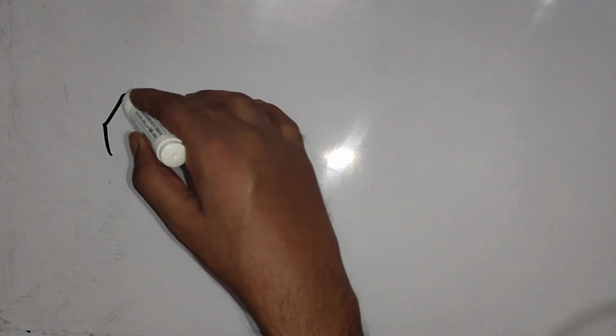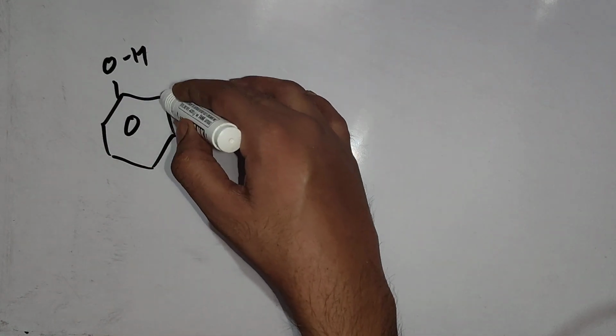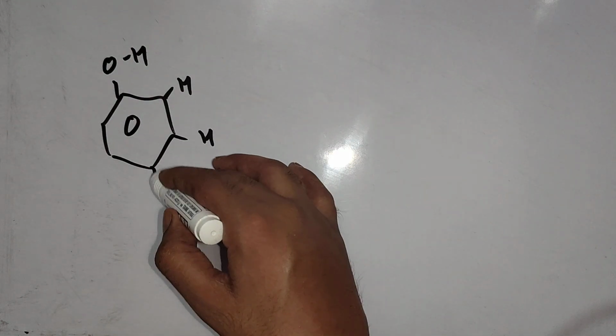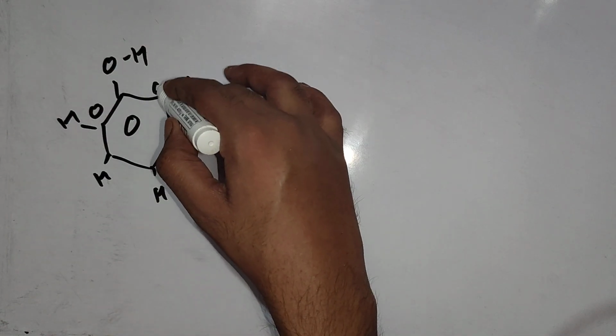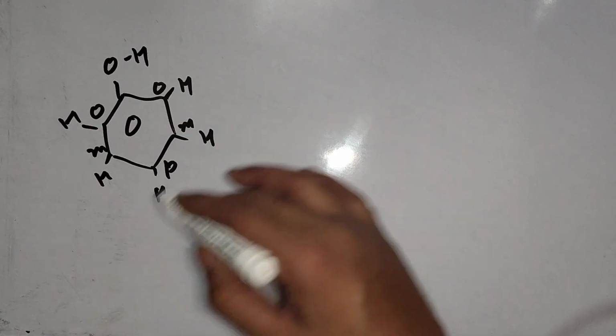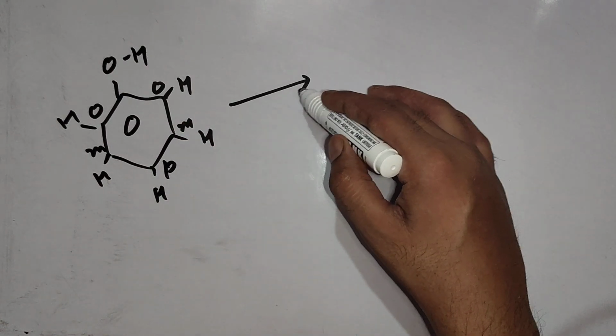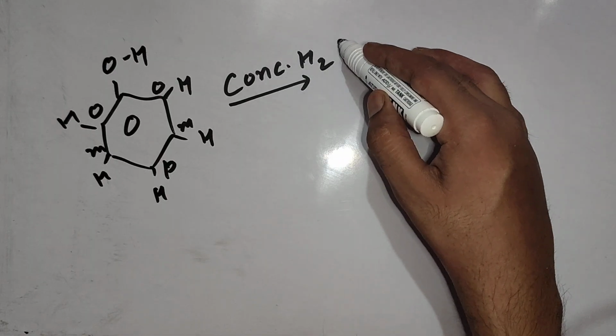For sulphonation of the phenol, obviously a chemical is required. What is that chemical? This is our phenol. These two positions are ortho, this is meta, and this is para. For sulphonation, we need to treat phenol with concentrated sulfuric acid.